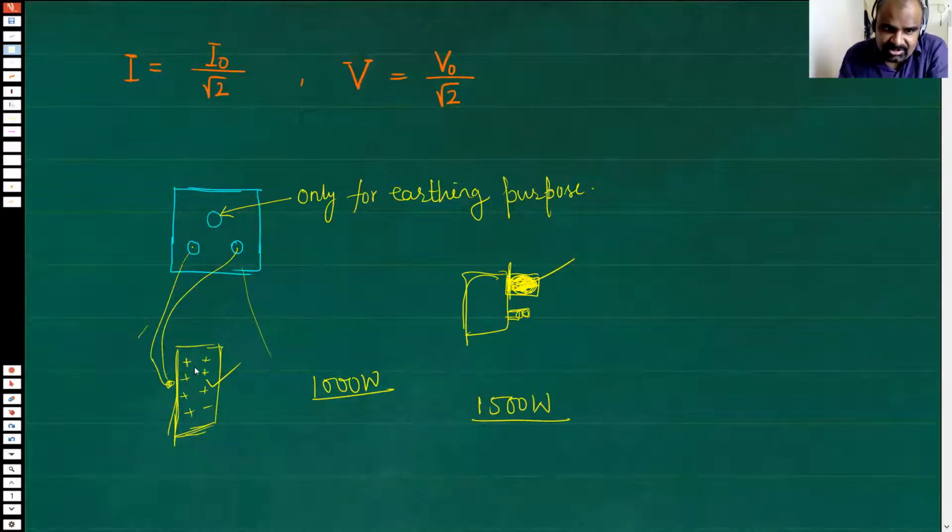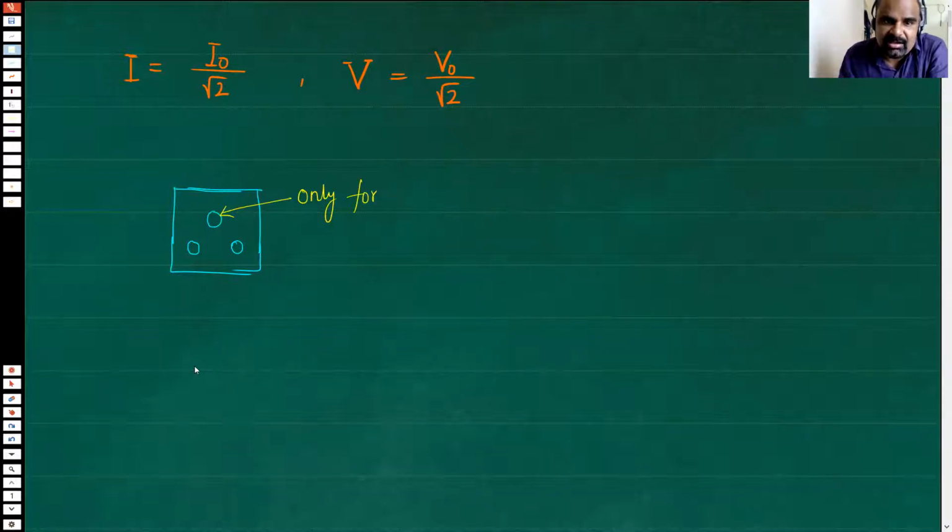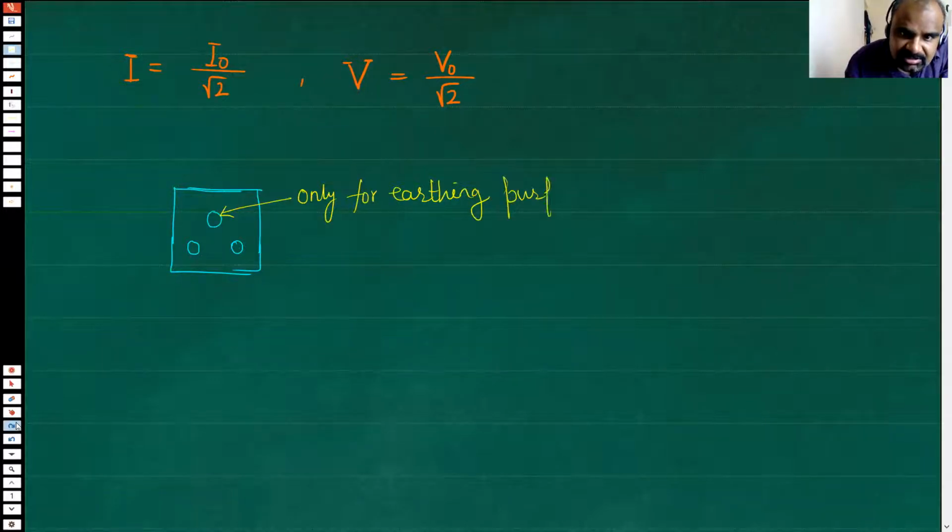That is why you might have noticed one thing, that low power devices come with only 2 terminals, but high power devices come with 3 terminals because this is for earthing purpose, and high power devices have higher risk of giving you electric shock.